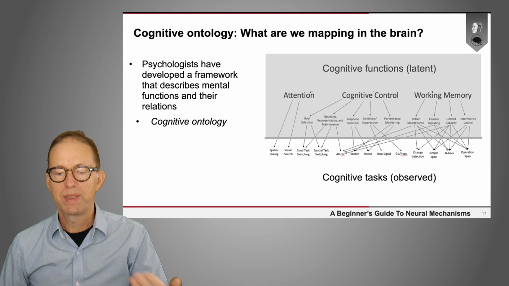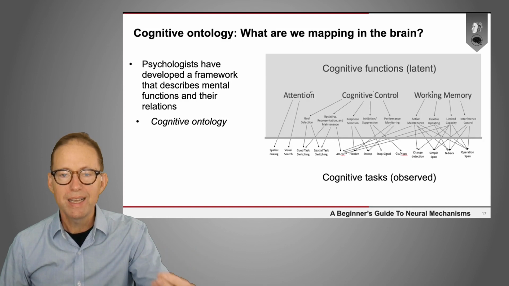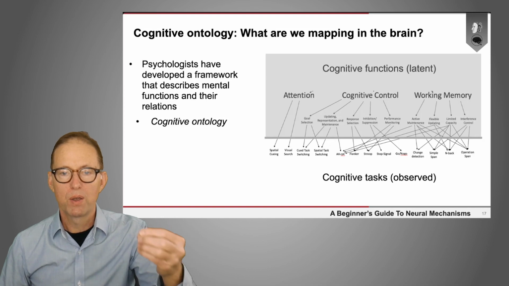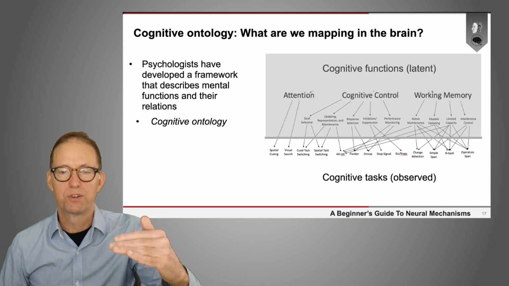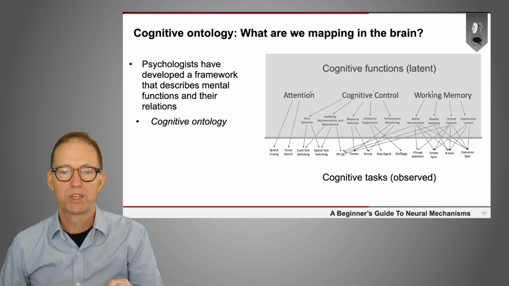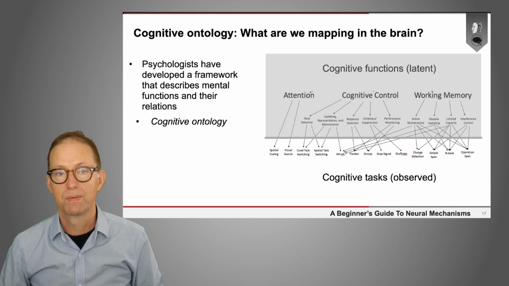So if we think about what we are trying to do, we're trying to understand how particular cognitive functions relate to particular brain systems. We can't see those cognitive functions. The only way we can see them is using cognitive tasks. And so it becomes essential to understand what it is that any particular cognitive task is doing in terms of the psychological functions that are being engaged.